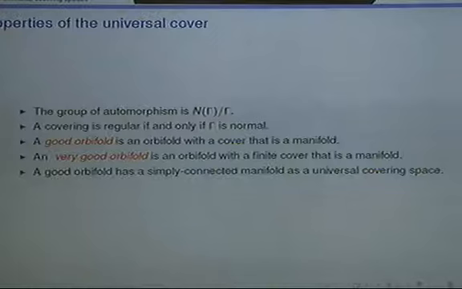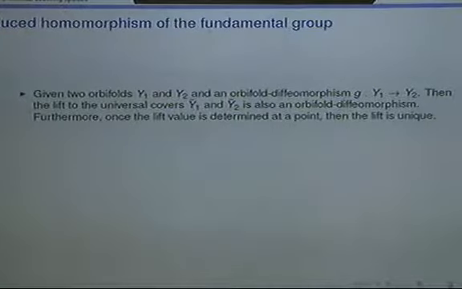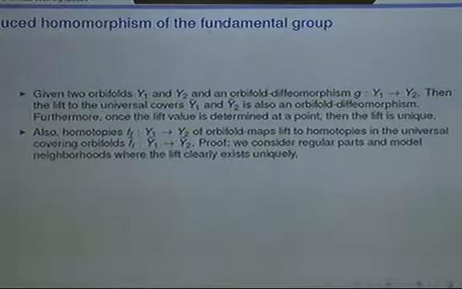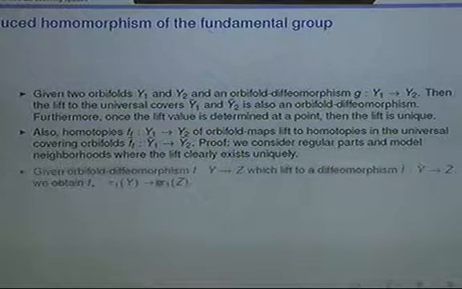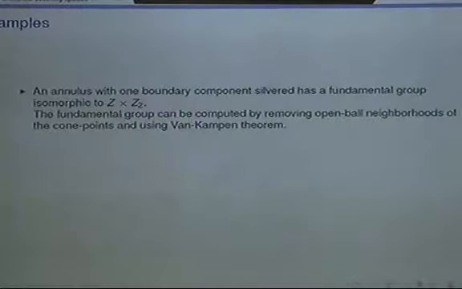Right. So for two dimensions, people have classified this, and if you have some orbifold diffeomorphism, then you can consider what the induced homomorphisms of the fundamental groups are, and so on. For example, if you have an annulus with one boundary side silvered, then it has a fundamental group isomorphic to G times G2. And the way to compute it is to compute the universal cover.